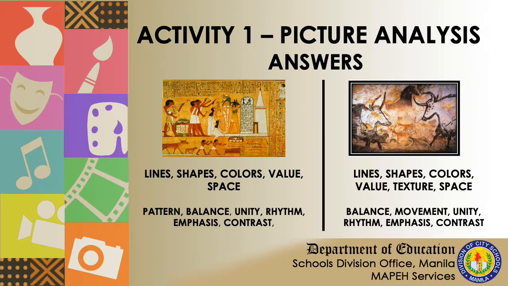Now check your answers. For the Egyptian painting, the elements that are visible are lines, shapes, colors, value, and space. For the principles of design, we have the pattern, balance, unity, rhythm, emphasis, and contrast. Under the prehistoric painting, the elements that are visible are lines, shapes, colors, value, textures, and space. Now, under the principles of design, we have the balance, movement, unity, rhythm, emphasis, and contrast.